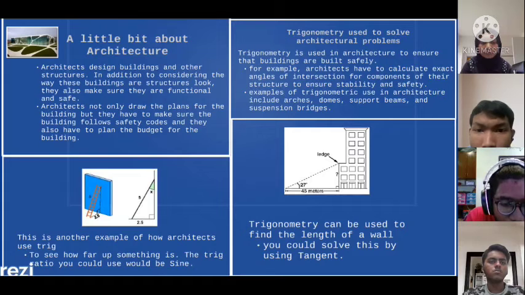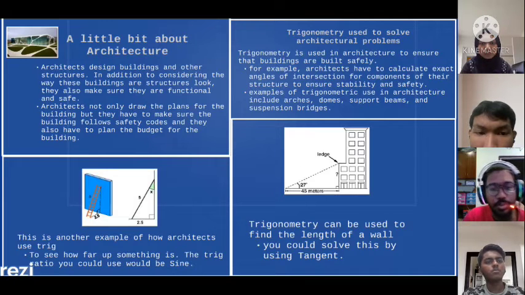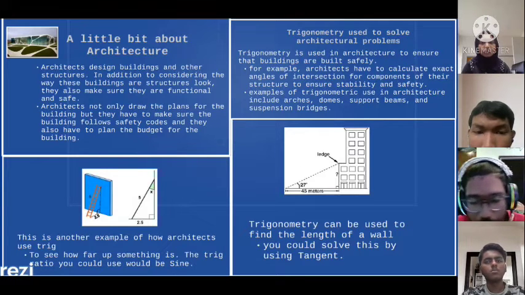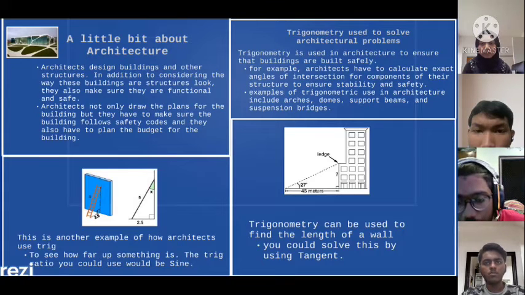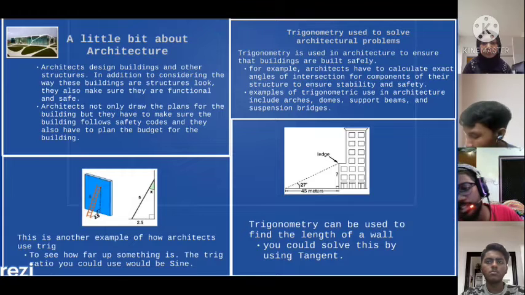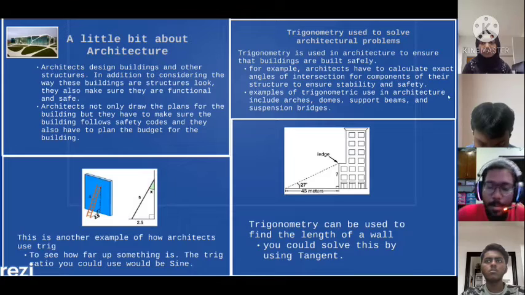To see how far up something is, the trigonometry ratio you could use would be sine. Apart from that, trigonometry can be used to find the length of a wall. You can solve this by using tangent, cos.